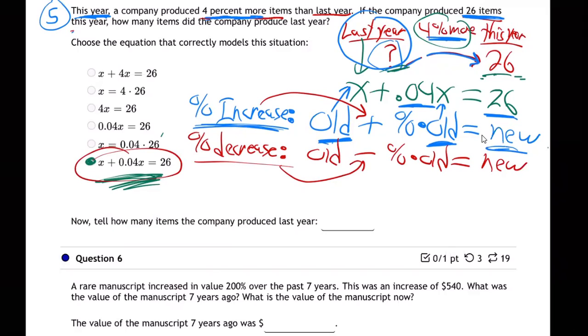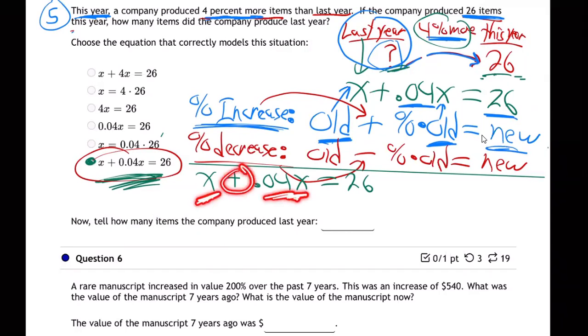Now let's solve it. So yeah, draw a nice clean line here, and let's solve that. So we have X plus 0.04X equals 26. So there's the formula we need to solve for X. That's the correct thing to do. That's the old price plus 4% increase. You take the old price and increase 4% of the old price to get the new price of 26.